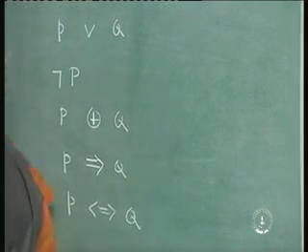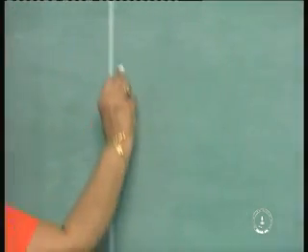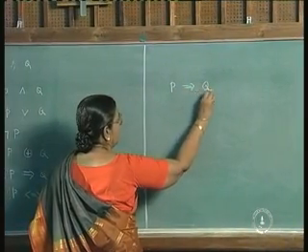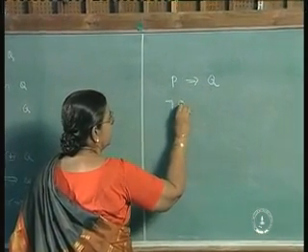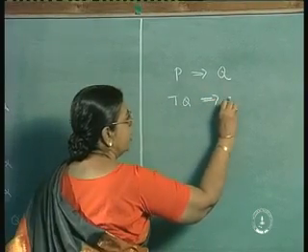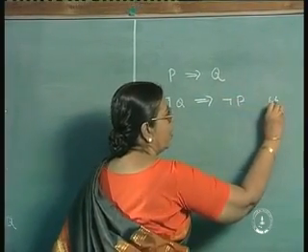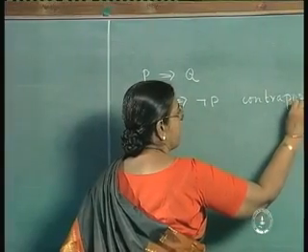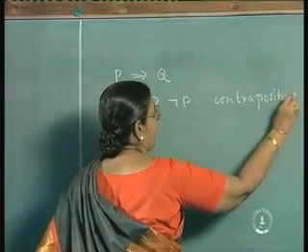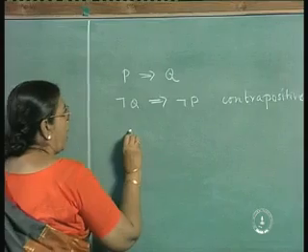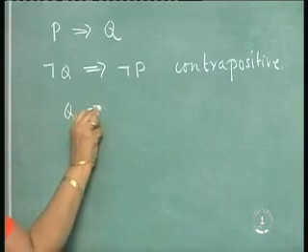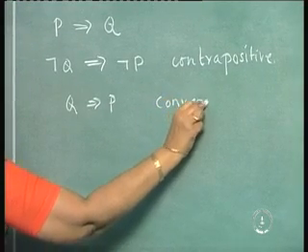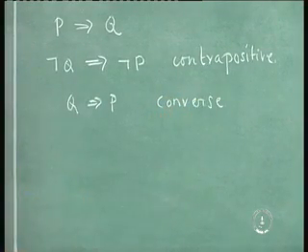We have also seen what is meant by a contrapositive. For P implies Q, the contrapositive is not Q implies not P. This is called the contrapositive. And Q implies P is called the converse of P implies Q.